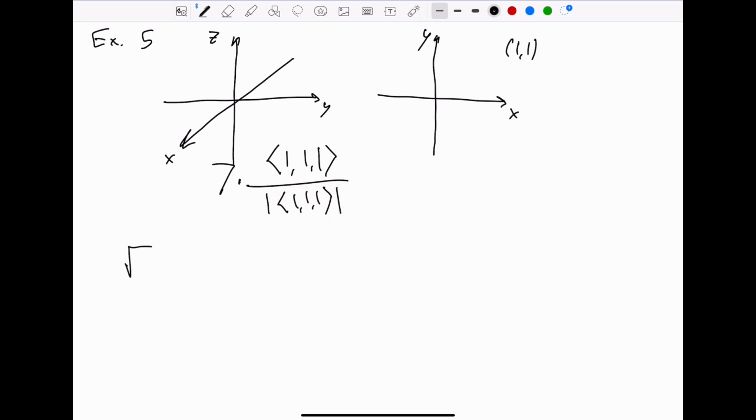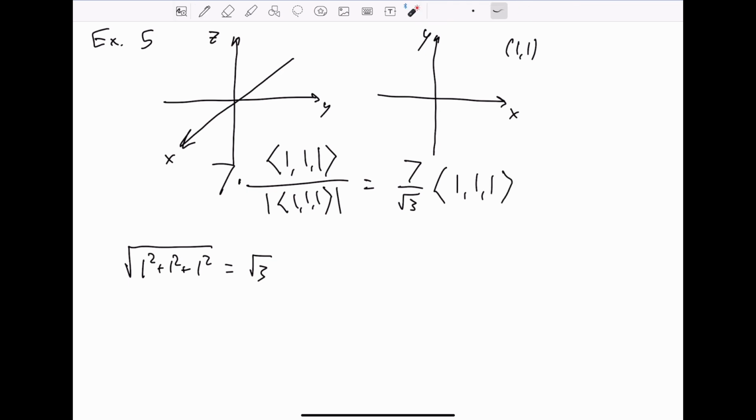To find the magnitude, we take the square root of 1 squared plus 1 squared plus 1 squared. That is the square root of 1 plus 1 plus 1, which is 3. So we have square root of 3 in the denominator. So 7, I'll take the square root of 3 out under the 7. We have 7 over the square root of 3 times 1, 1, 1.